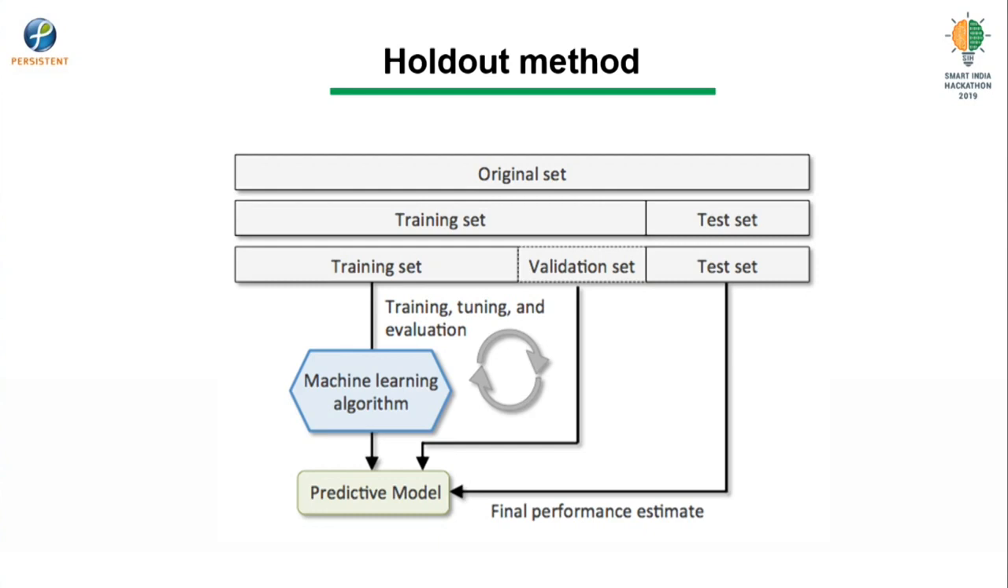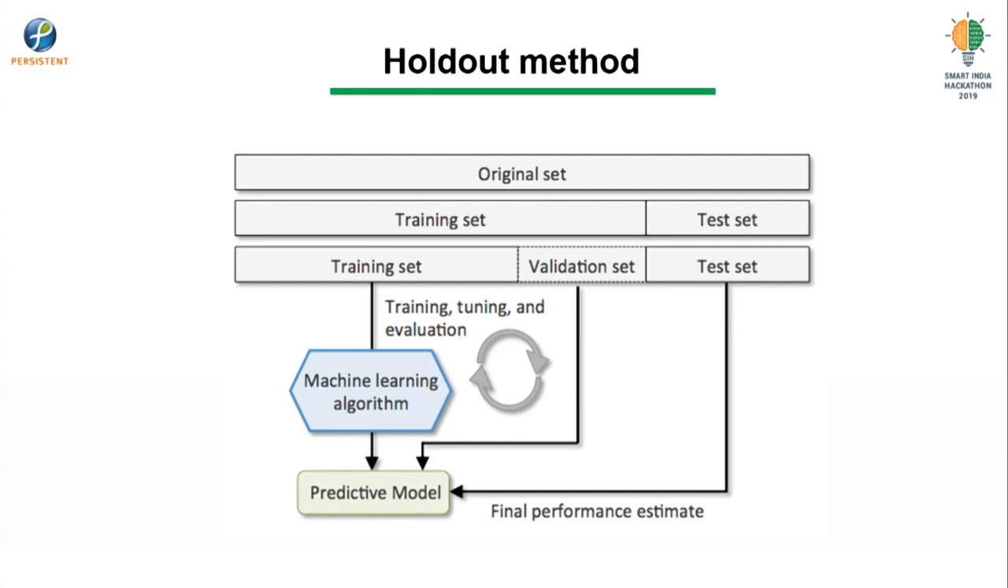So, the better way is to further split the training data set into two, that is, one set is called the training set, the other one is called the validation set. On the validation set you go on fine tuning your algorithm as much as you want, and once the model is ready and fine tuned, finally you use the test data just for the purpose of finding the final accuracy. This method is called the holdout method.